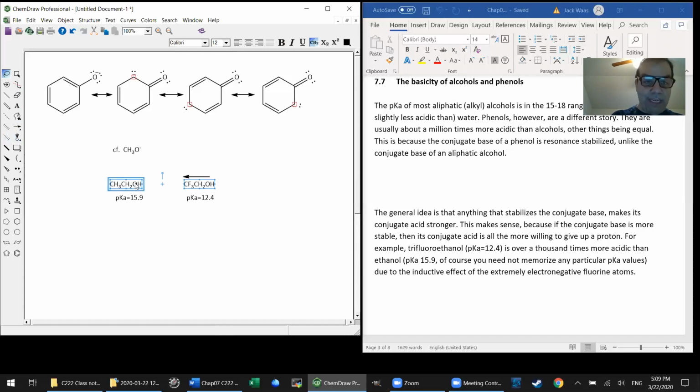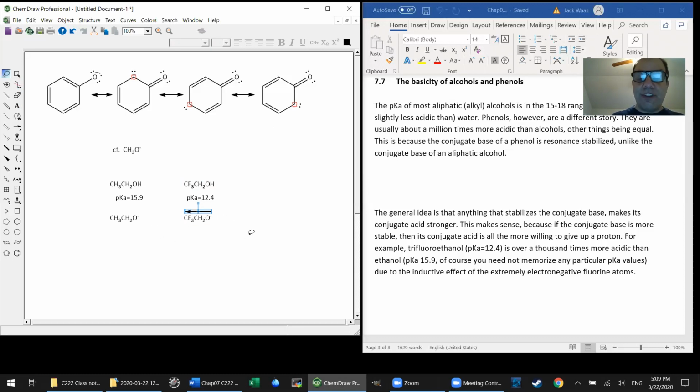We can even draw that out probably pretty quickly. Let's see, CH3CH2O minus and CF3CH2O minus. These would be the respective conjugate bases of those two alcohols. And in both cases, we're asking this molecule now to bear this minus charge. And so the conjugate base of trifluoroethanol has a lot of help from these electronegative fluorine atoms that are sucking electron density away from the oxygen.